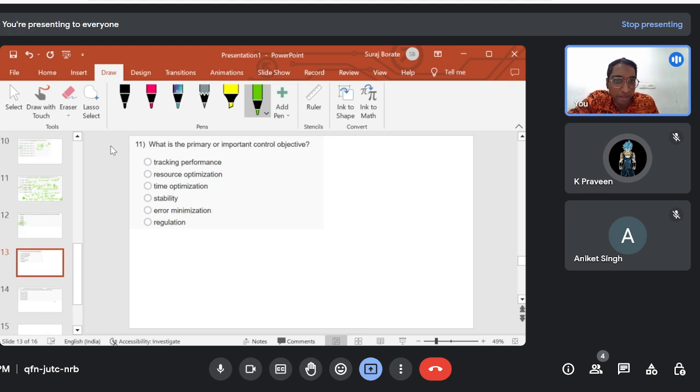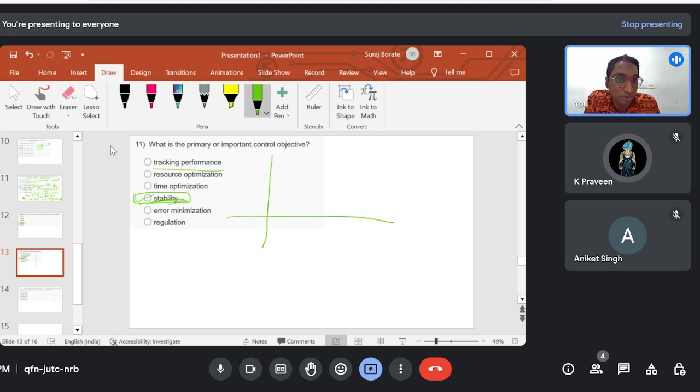Okay, what is the primary or important control objective? Obviously stability. If your system is not stable and going to infinity, then your system will blow up. Something will go wrong, some actuator will fail, wrong things will happen, you'll lose your components. So stability is the prime thing. Only after that can we think about tracking performance and all.